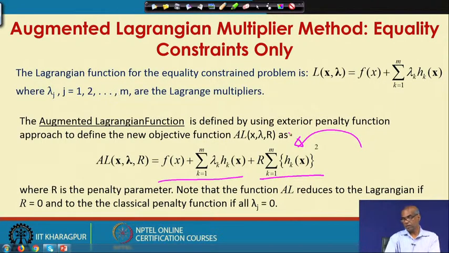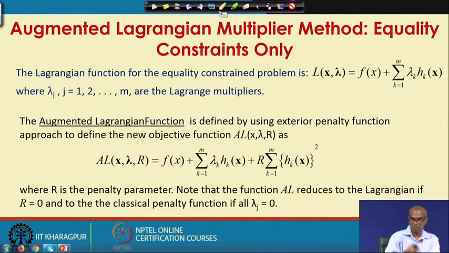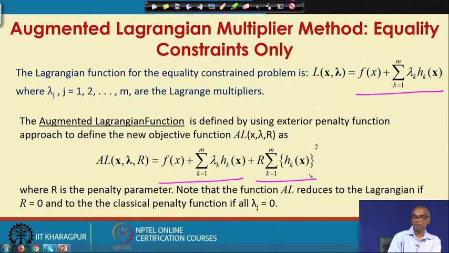So, the Lagrangian function, which is a function of the decision variables and the Lagrange multipliers lambda, we add the penalty term to this Lagrangian to obtain the augmented Lagrangian function. So, this part is the usual Lagrangian function and I have added the penalty term, which is the parabolic exterior penalty term, to the Lagrangian to obtain the augmented Lagrangian.